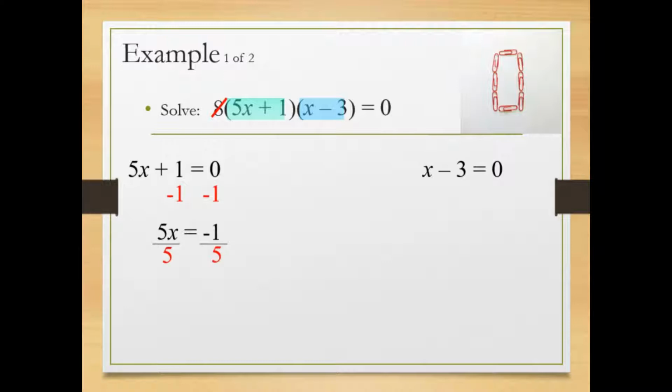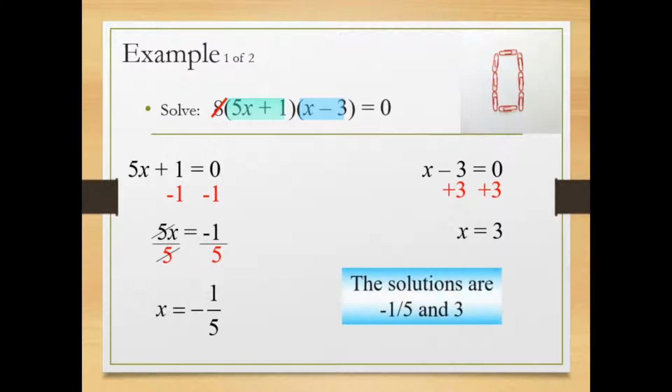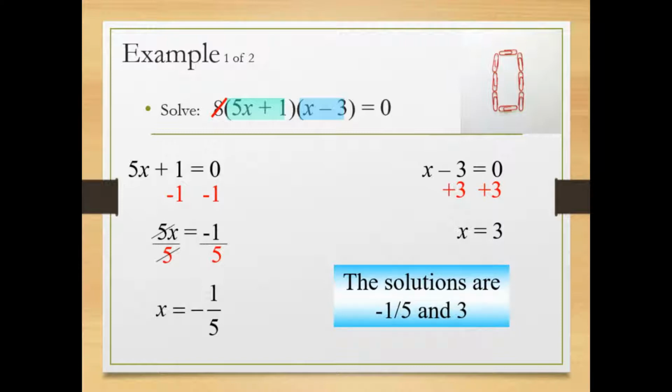Subtracting 1 from each side and dividing by 5, the result is x equal -1/5 for one solution, and adding 3 to both sides, x equal 3 for the other value that will make this equation true. Our solution set then is -1/5 and 3 for the values of x that make this equation true.